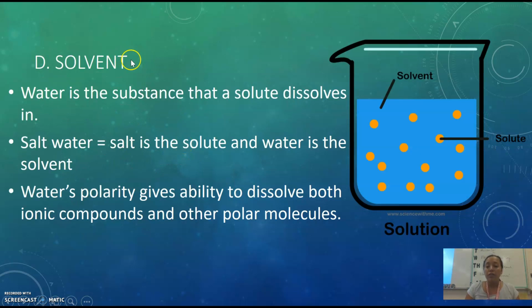Water is also a solvent. If you take a look at this picture, the water is a solvent, and anything else is the solute. So basically it's a substance that a lot of things dissolve in, right? If you're cooking, a lot of things require water because it's the perfect solvent. It will dissolve a lot of things. For instance, in salt water, salt is the solute and water is the solvent. Water's polarity gives it the ability to dissolve a lot of ionic compounds and other polar molecules. So again, the fact that it's so polar and it attracts so many molecules gives it that characteristic.